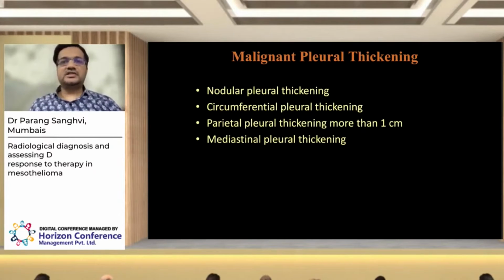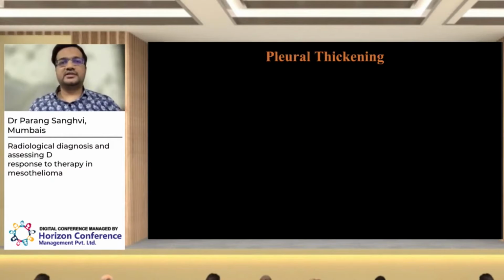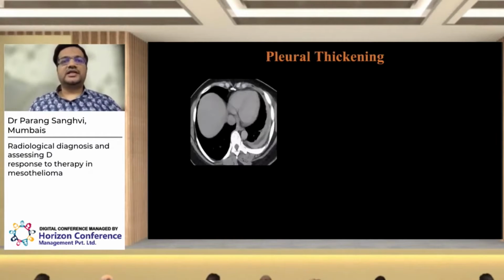Benign pleural thickening typically involves the costal pleura, and asbestos-related plaques also involve the diaphragmatic pleura. But circumferential pleural thickening with thick nodular enhancement more than a centimeter in size, and involvement of the mediastinal pleura, should alert us to think of mesothelioma rather than benign pleural thickening. So let's see this with an example.